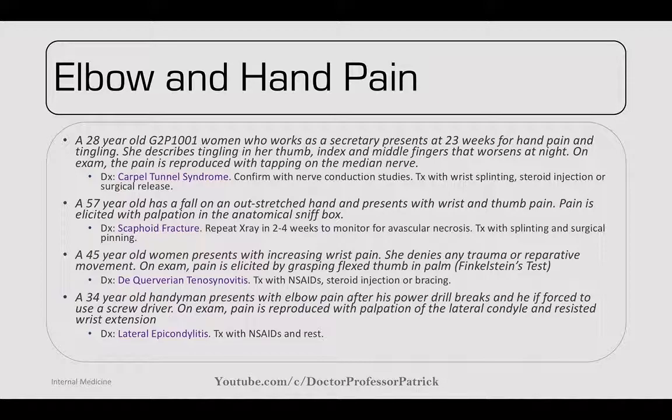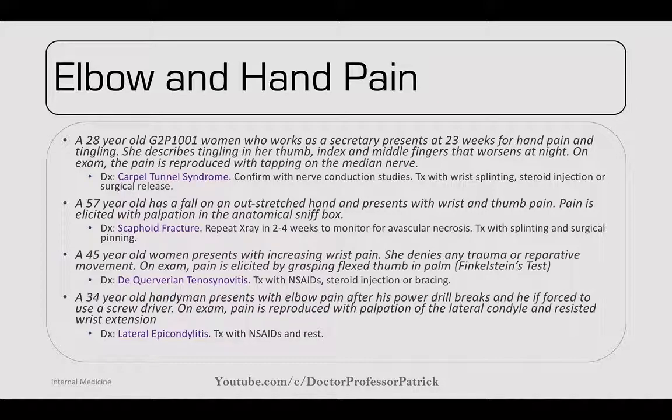Moving down to the elbow and hand, we've got a 28-year-old G2P1001 woman who works as a secretary, and she presents at 23 weeks gestation with hand pain and tingling. She describes the tingling in her thumb, index, and middle finger, and it worsens at night. On exam, the pain is reproduced with tapping of the median nerve, or Tinel's test. The diagnosis here would be carpal tunnel syndrome. You can confirm it with nerve conduction studies, and you want to treat this with wrist splinting, steroid injections, or a surgical release of the carpal tunnel.